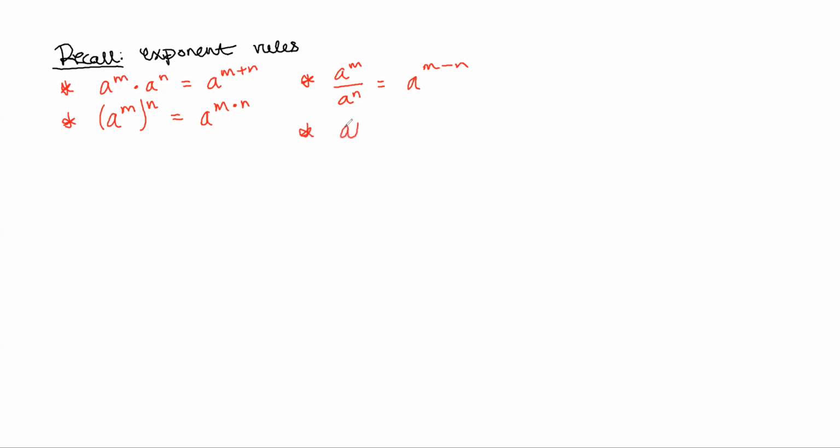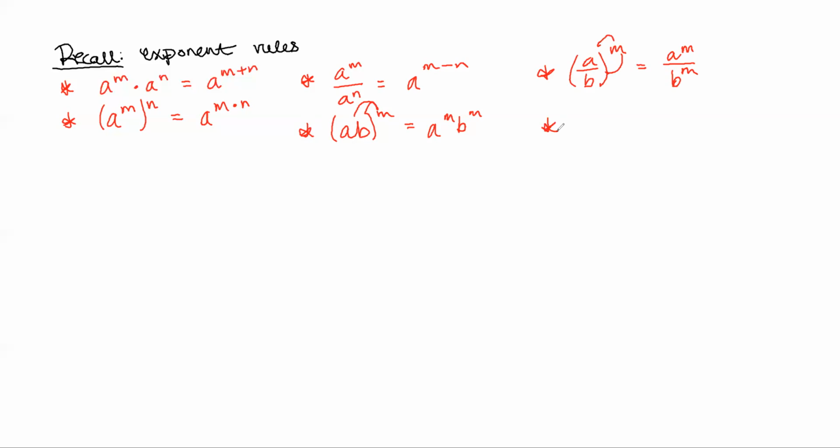Now, if we have a product, so a times b to the m power, we can distribute that exponent in. So it'll be a to the m, b to the m. Even if you have a number in the front, the coefficient also needs that exponent. And then a couple more rules. If we have two terms that are being divided, so a quotient raised to an exponent, we can also distribute that this way. So we get a to the m over b to the m.